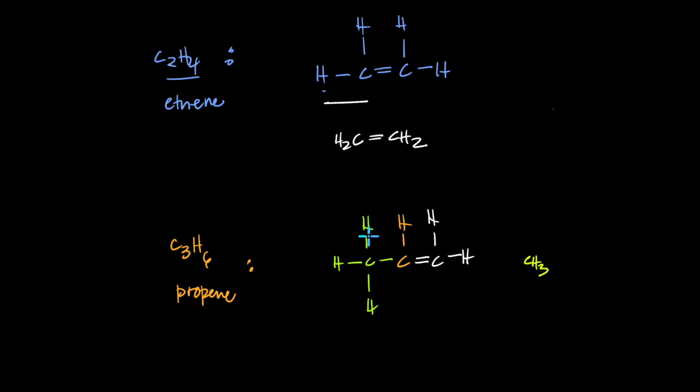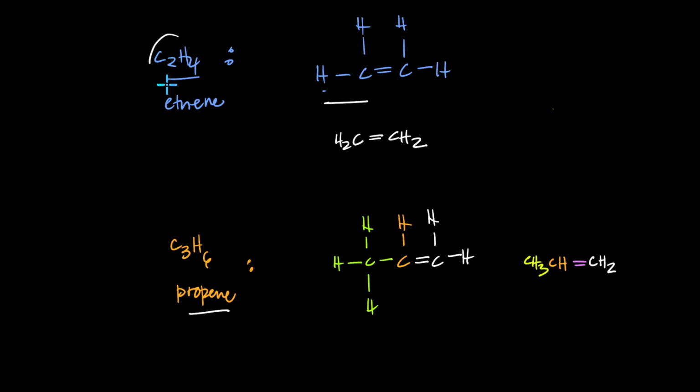So CH3 is the green. And then you have the orange, that's CH. And that double bonds to the white, CH2. This is propene, displayed and structural. You have to be able to draw this, or at least recognize this. Okay.